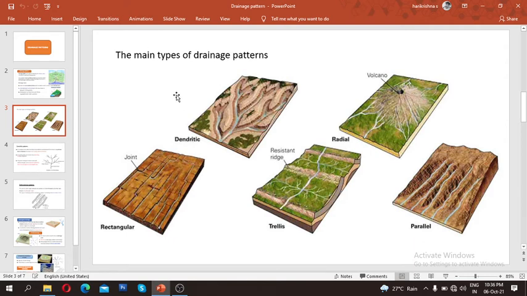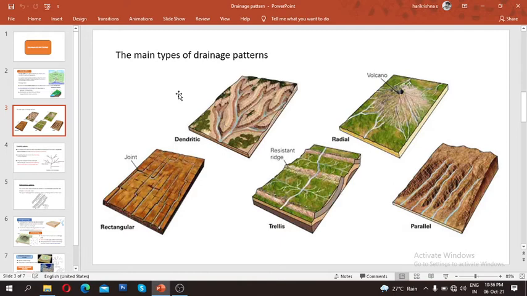Now the foremost important thing when we study drainage pattern is what the various types of drainage pattern are. It is the main thing that we need to know about. What are the main types of drainage patterns? Here you can see there are 5 types of drainage patterns depicted. These are very important types of drainage pattern. There are diagrammatic representations for all of them, so you can easily understand how each pattern is different from the other.